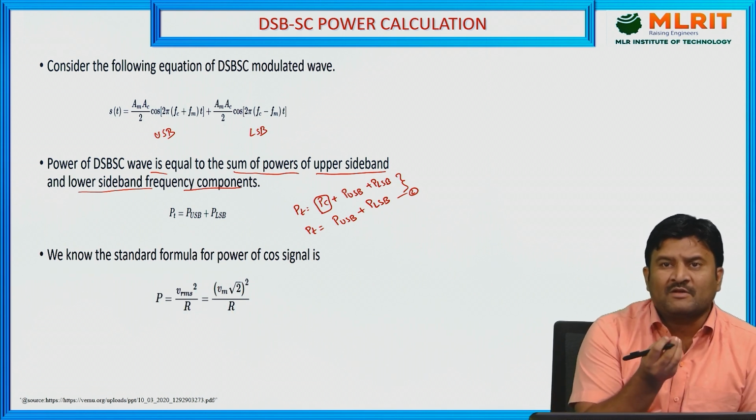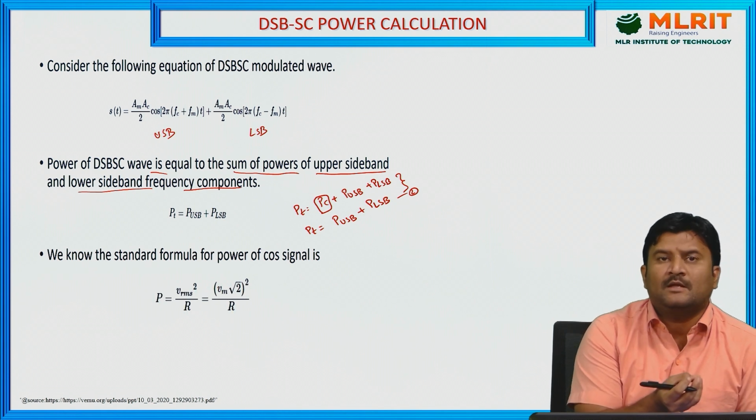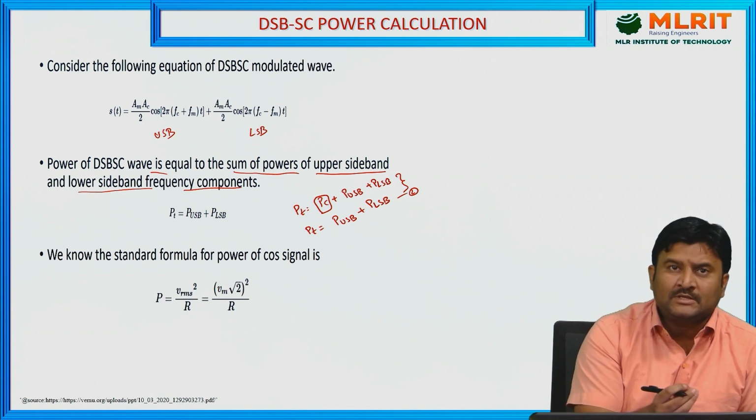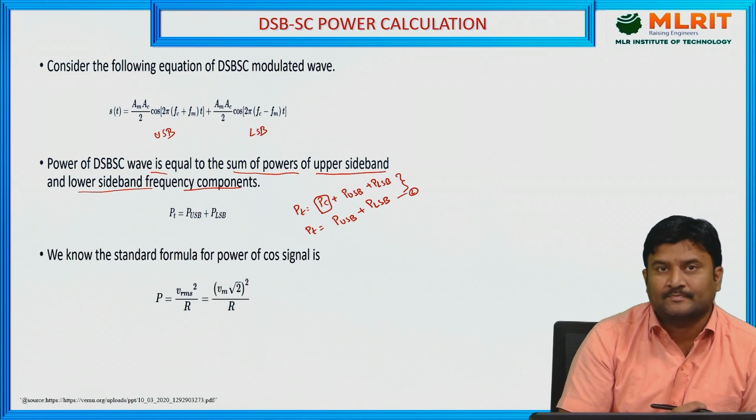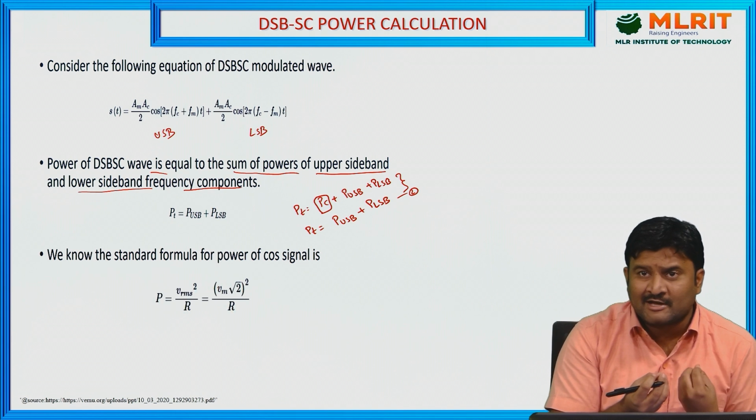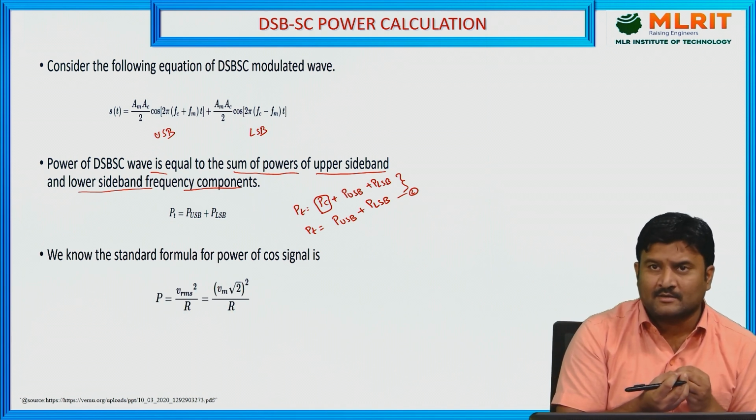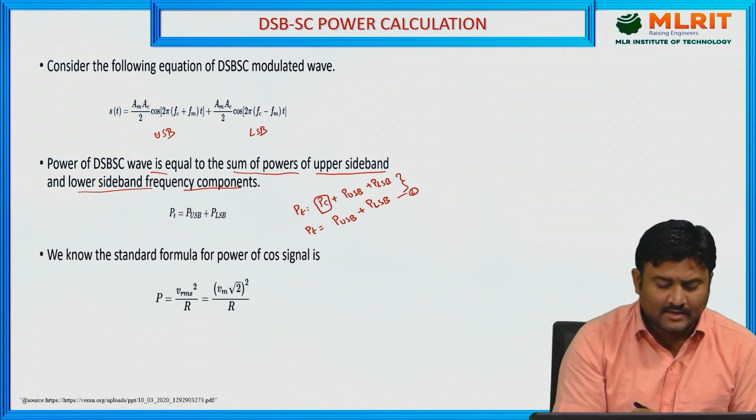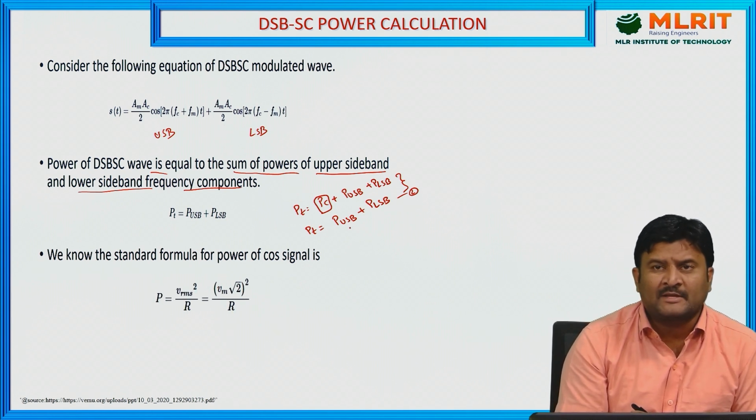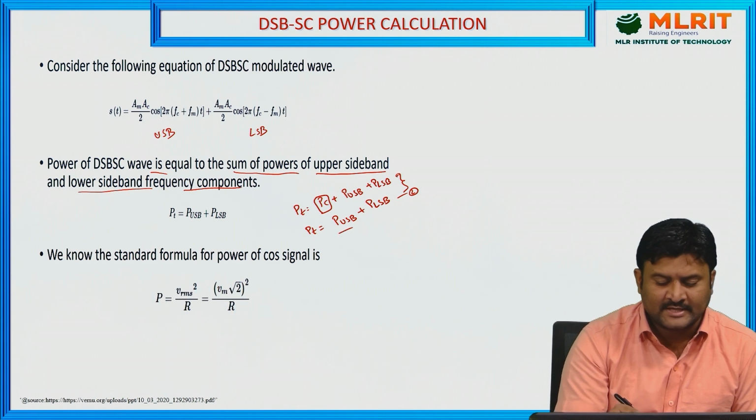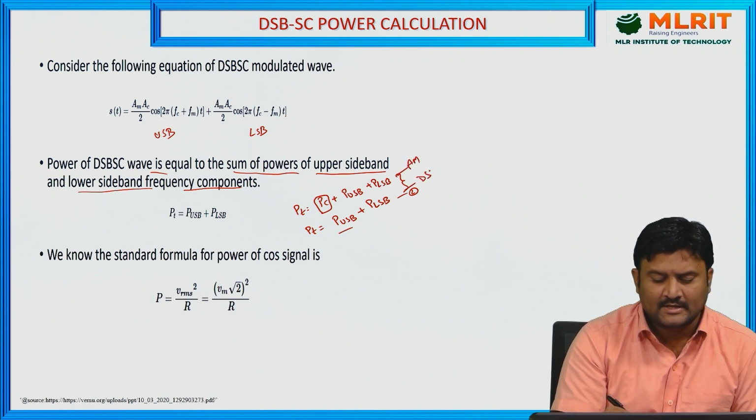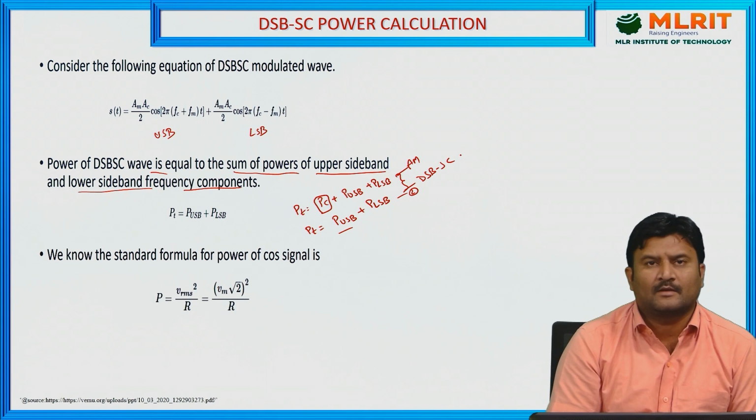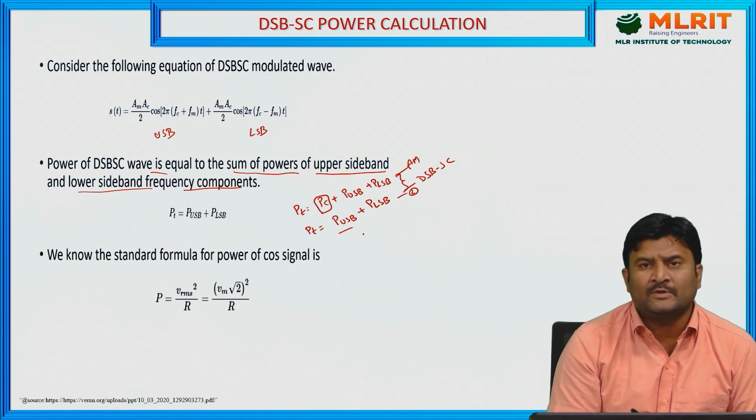Automatically, since the carrier is suppressed, the carrier power is reduced, which is an advantage. The power is reduced. Is any information lost? No, because the carrier does not contain any information. That's why the total power of the double sideband suppressed carrier, this is the AM point of view and this is the DSB-SC point of view, PT is equal to PUSB plus PLSB, the power of the lower sideband.